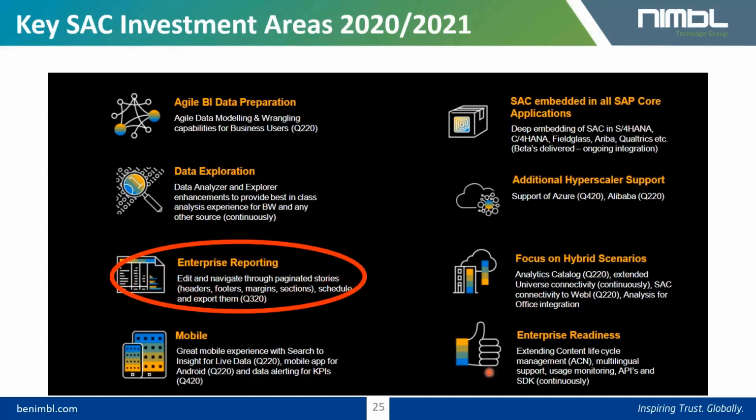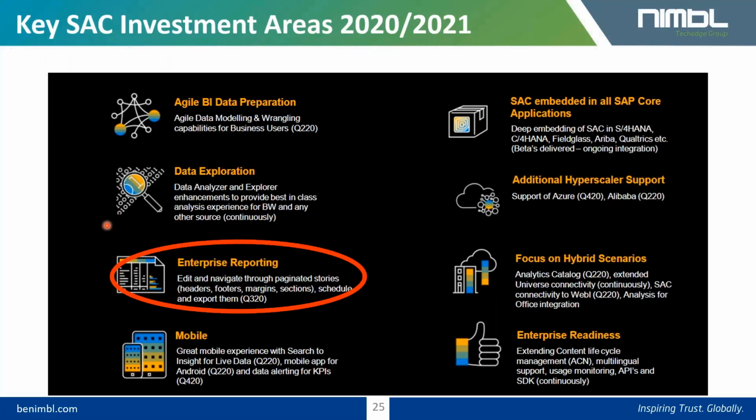Okay, so the first one I want to talk about is enterprise reporting. I mentioned this earlier. This is the ability to produce paginated reports with headers and footers, to schedule and export them. There is a version today that is available in some SAC tenants, which allows for this, and we'd be happy to discuss as a follow-up what the limitations are today and when we expect some or all of these features to be available.